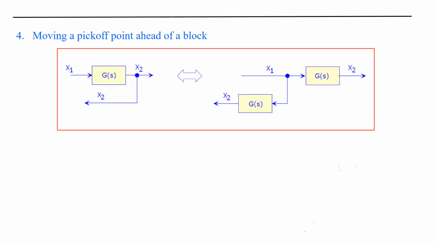Now, I am moving this pickup point. I'm putting it in here. So basically, this is x2. If I move this point, I put it in this position. I'm feeding from here. So if I keep it without any modification, what is my output going to be?